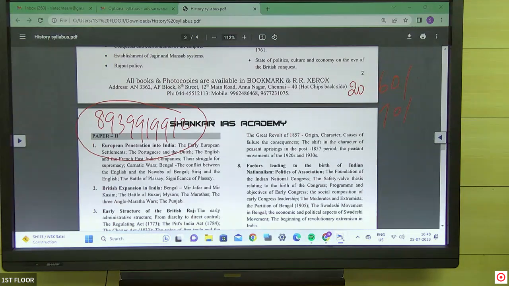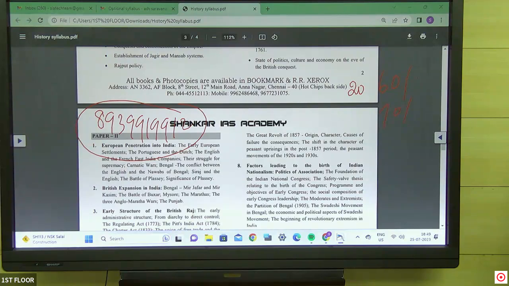The old or new NCERT? That's why, teams, new NCERT, not old NCERT. Because nowadays the government has started to take questions from the new NCERT itself. Last year itself, a lot of optional questions came from 11th medieval history.